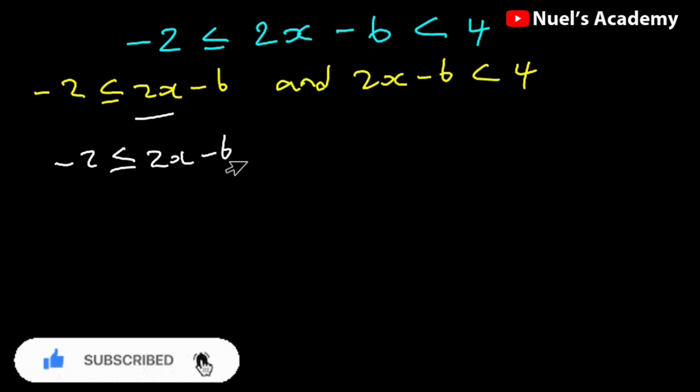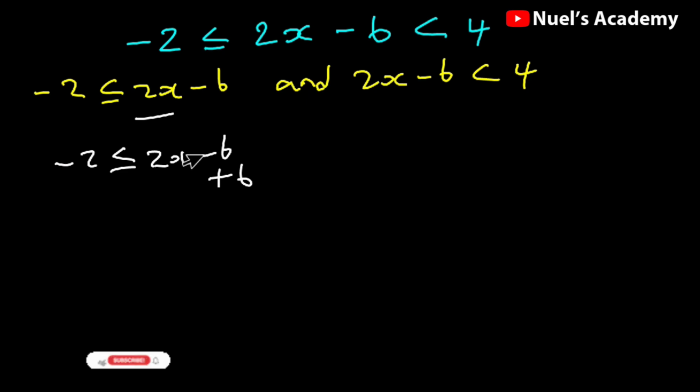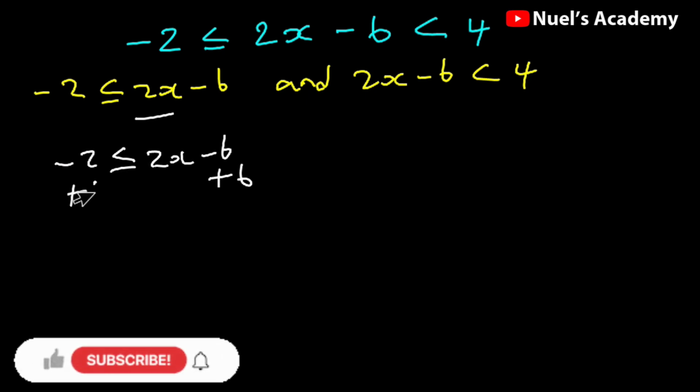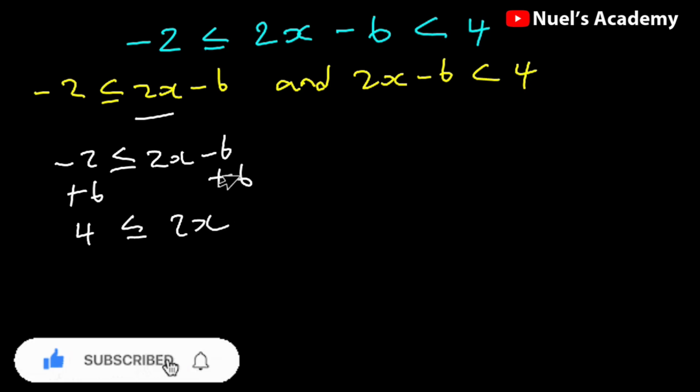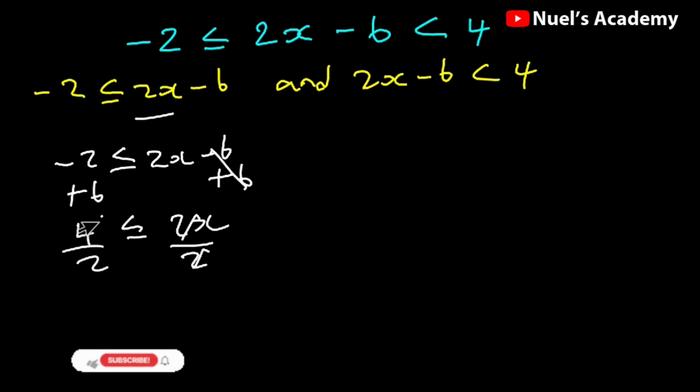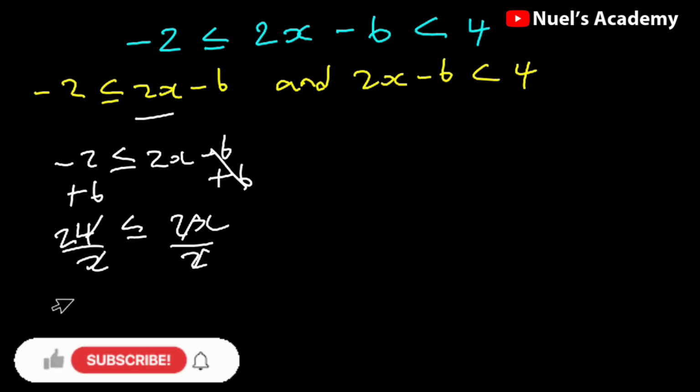The first step is to add 6 to both sides to eliminate this negative 6 from the right hand side. So negative 2 plus 6 is going to give us 4, less than or equal to 2x, because this is going to cancel. Let's divide both sides by 2. This and this will cancel. Then 4 divided by 2 is equal to 2. So you have 2 is less than or equal to x.